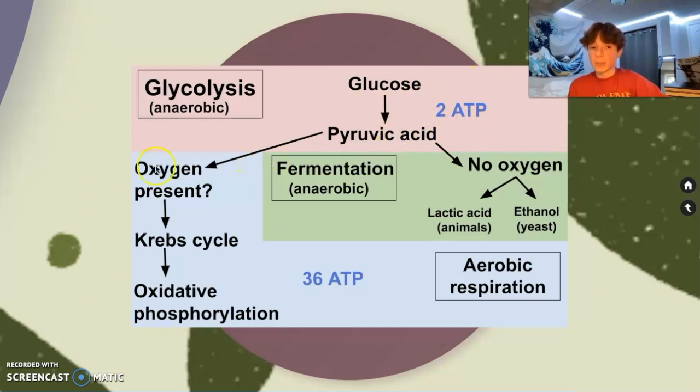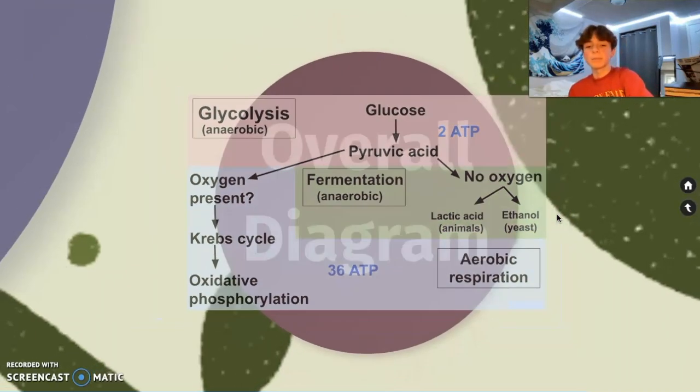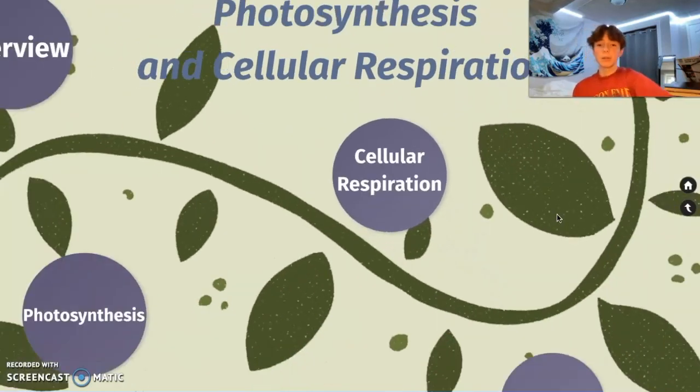And then if oxygen is present, it moves on to the Krebs cycle, and then oxidative phosphorylation, also known as the electron transport chain. This produces a total of 36 ATP plus the 2 net ATP from before. If oxygen is not present, then fermentation occurs. There are 2 types: lactic acid, which happens in animals, and ethanol or alcohol, which happens in yeast and bacteria. Now that is cellular respiration.